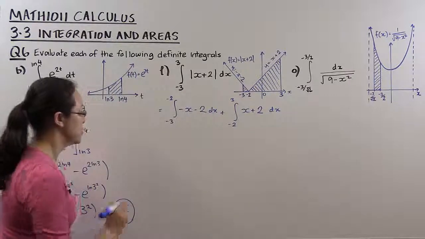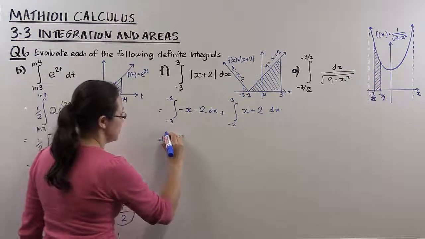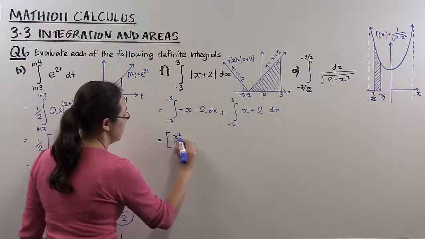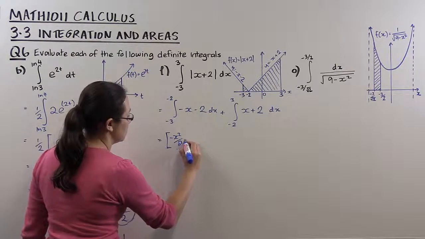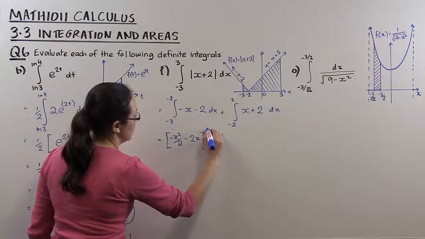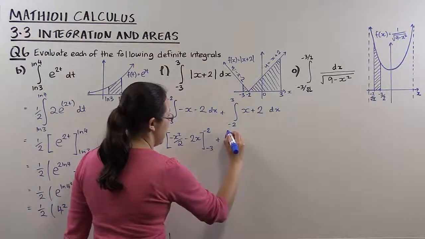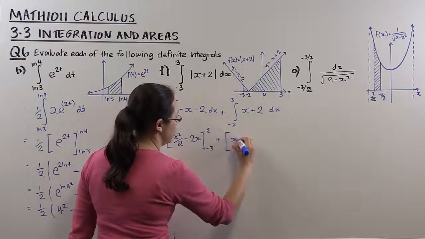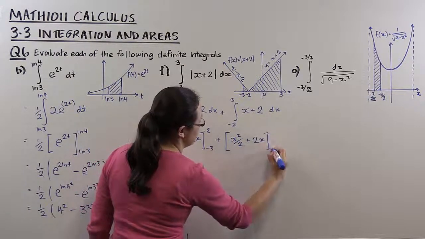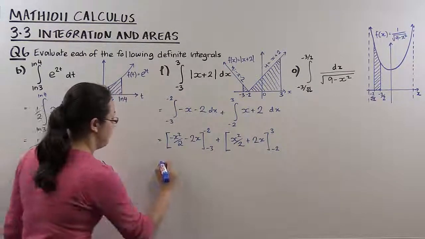Okay, so I can apply the fundamental theorem of calculus, which just says I need an antiderivative of this. So an antiderivative here is minus x squared on 2 minus 2x, and we have limits from minus 3 to minus 2 here. An antiderivative of x plus 2 is x squared on 2 plus 2x, and I have limits from minus 2 to 3 here.